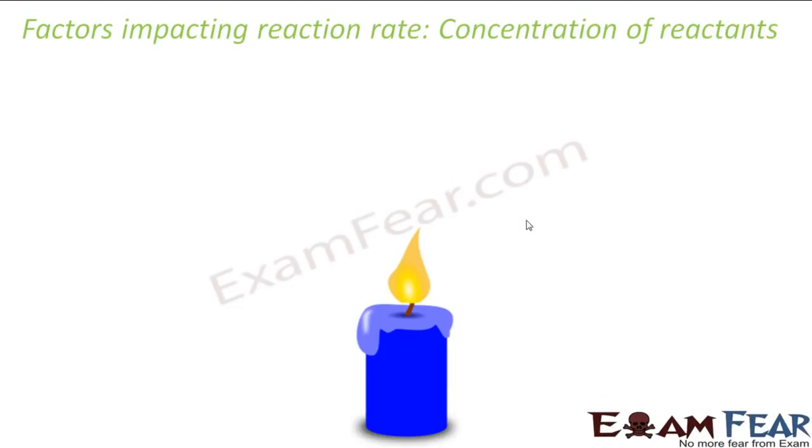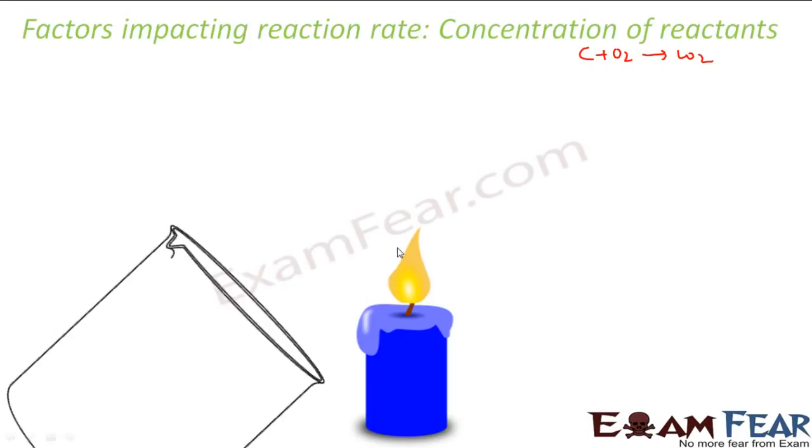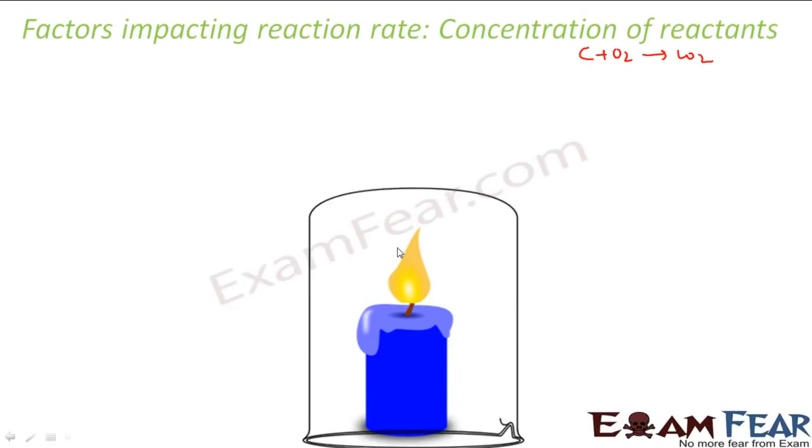One more good example can be a candle. If you see the candle, the carbon actually burns in the presence of oxygen to give carbon dioxide. Now oxygen comes from air. So if you somehow cover this with a beaker, the oxygen is limited. After some time, the oxygen will get exhausted. The concentration of oxygen will go down. If you see, the flame will start diminishing, and finally it will go off.